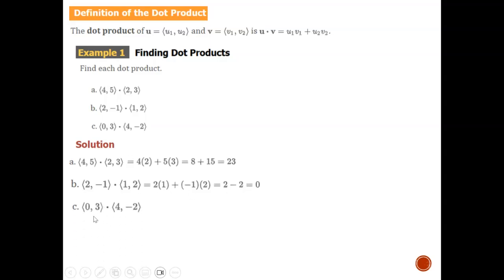Then for part c, it's going to be 0 times 4 plus 3 times negative 2. Then we add them. It's going to give us 0 minus 6, which will give us negative 6. This is my answer for the dot product of part c.